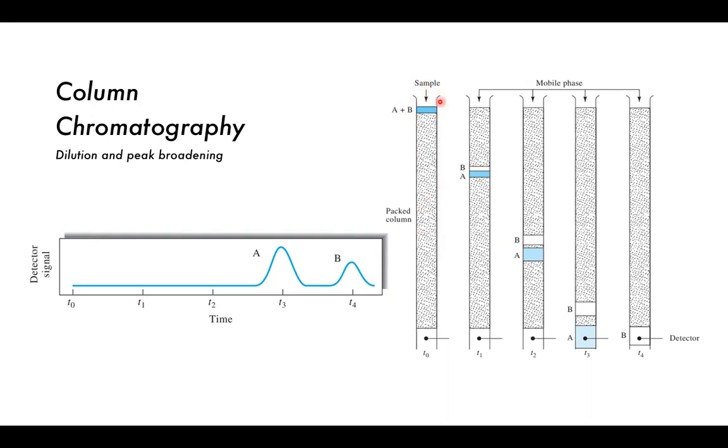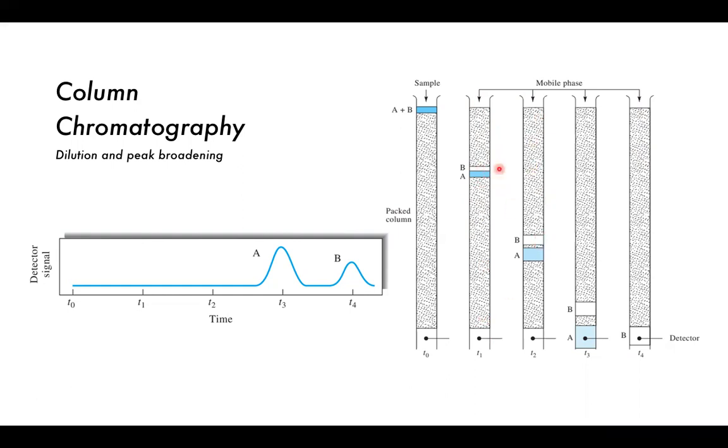Then you're going to pass through various amounts of the mobile phase, the solvent. And over time, A and B are going to get separated. In this case, A and B have different retention times, and so they move through the column at different times, at different speeds and rates. The mobile phase is continuously added so that the column never gets dry. Then A and B eventually get separated as they go through the column.